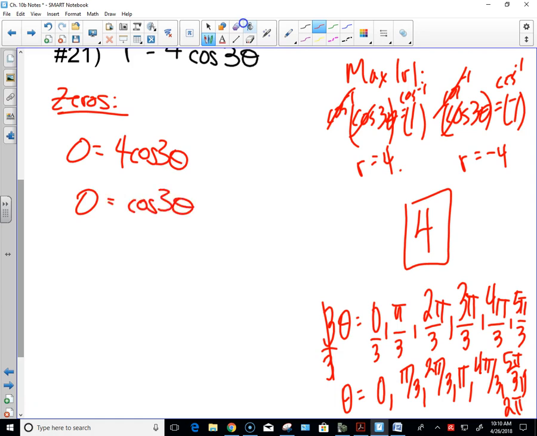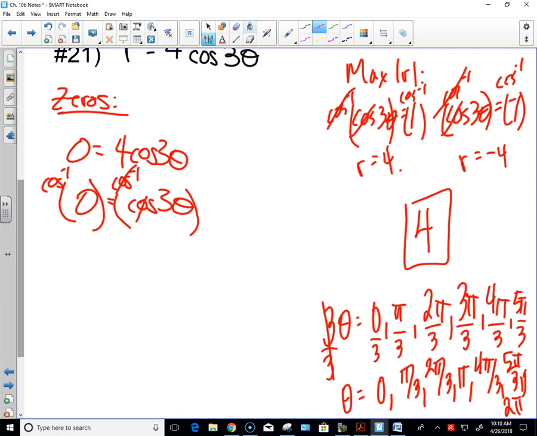Wait a minute. How do we get inside to get to the 3? What would I do over there to get to the 3 theta? Cosine inverse. So when does cosine equal 0? Pi over 2 and 3 pi over 2, right? It's going to hit at 90 and then 270.